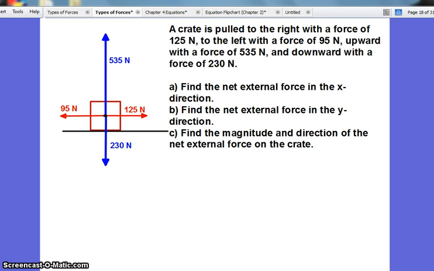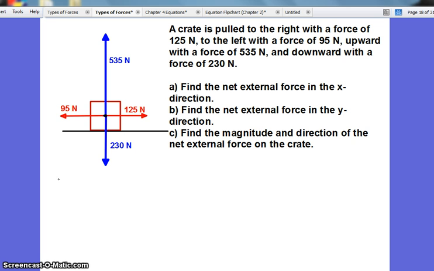In this force problem, we are asked to find a total force when four forces are acting on a crate. So it says the crate is pulled to the right with a force of 125 newtons, to the left with a force of 95 newtons, upward with a force of 535 newtons, and downward with a force of 230 newtons. We want to find the net external force in the x direction, the net external force in the y direction, and the overall net external force, which of course includes magnitude and direction.